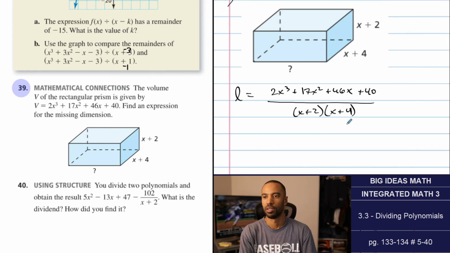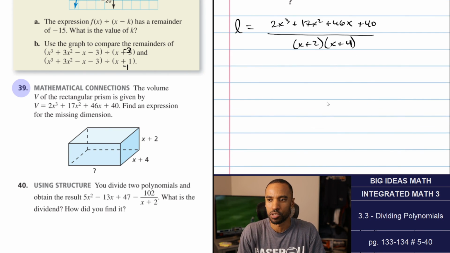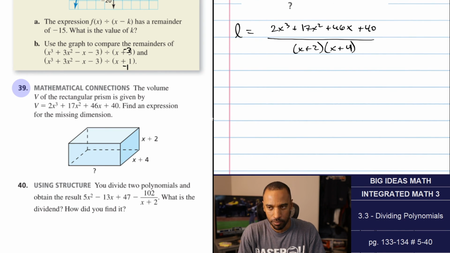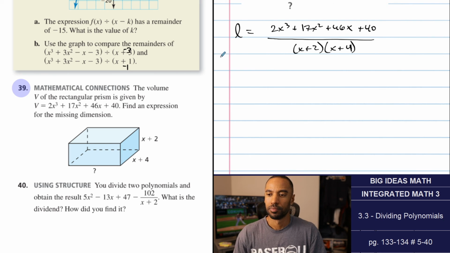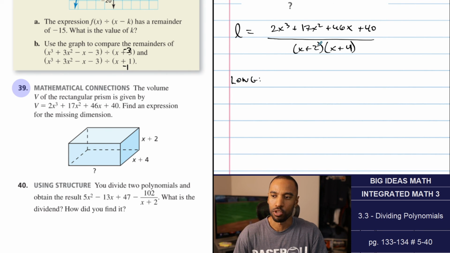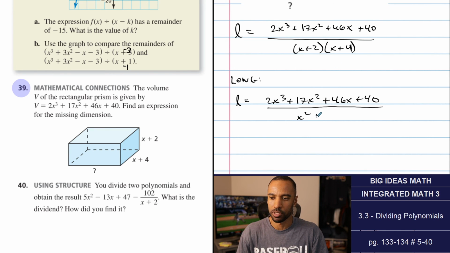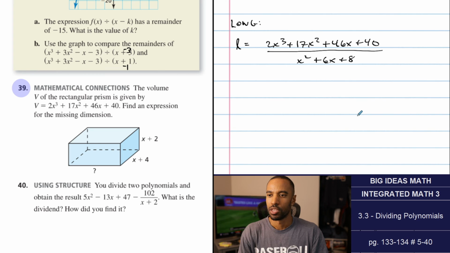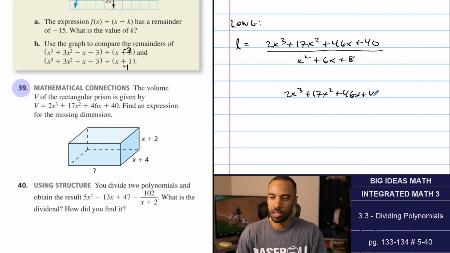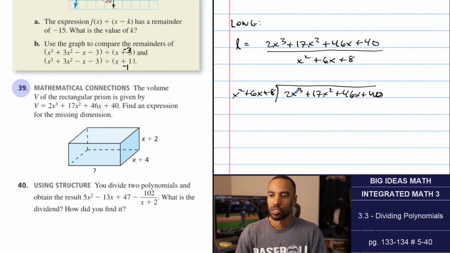So you have two options here, or more, but the two preferred options are synthetic division or long division. Now, if you use long division, I would most recommend you first multiply out x plus 2 with x plus 4. So L is going to equal this divided by, and you FOIL that out, you get x squared plus 6x plus 8, and then do long division on it. So in the long division format, we'll do 2x cubed plus 17x squared plus 46x plus 40 divided by x squared plus 6x plus 8. So x squared goes into 2x squared 2x times. You multiply these out.